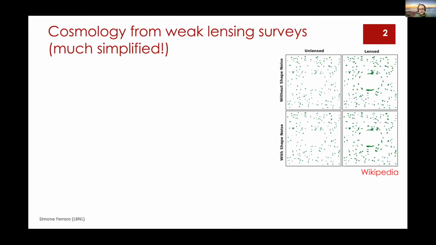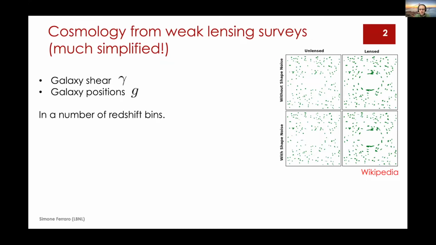Since we are going to compare to galaxy weak lensing surveys and their results, let me give you one slide, a very, very simplified version of how they work. They use galaxy shapes to measure shear, as you can see in the picture here on the right, and they also measure galaxy positions. They do this in a number of redshift bins, usually called tomographic redshift bins.